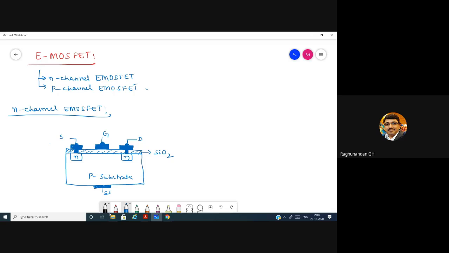So what do you have to do? See, in order to conduct, we need a path. We need a path for the electrons to flow from this to this. Just think. Can the electrons move from this well to this well through this P substrate?